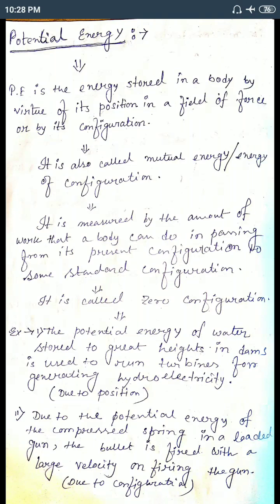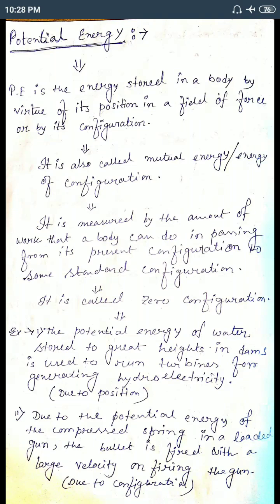There are various types of examples of potential energy. Here potential energy mainly relates to two terms: one is the position of the object, another is the configuration. Both are different things. Position and configuration are different things. So here I will write two examples, one related to position, another related to configuration.